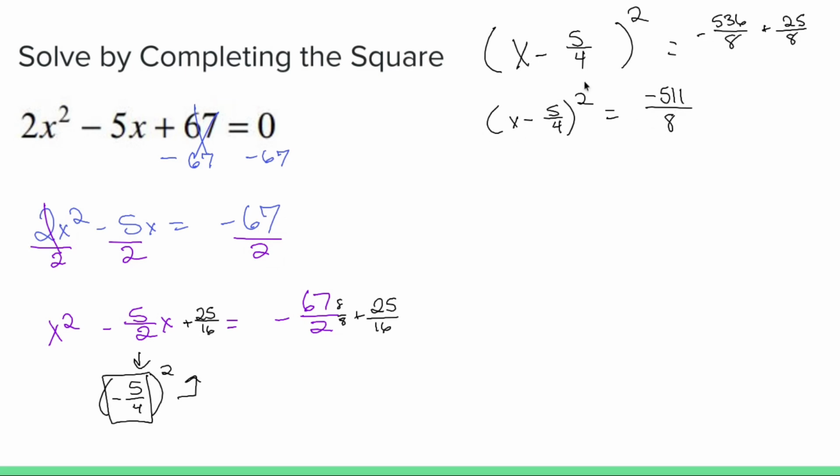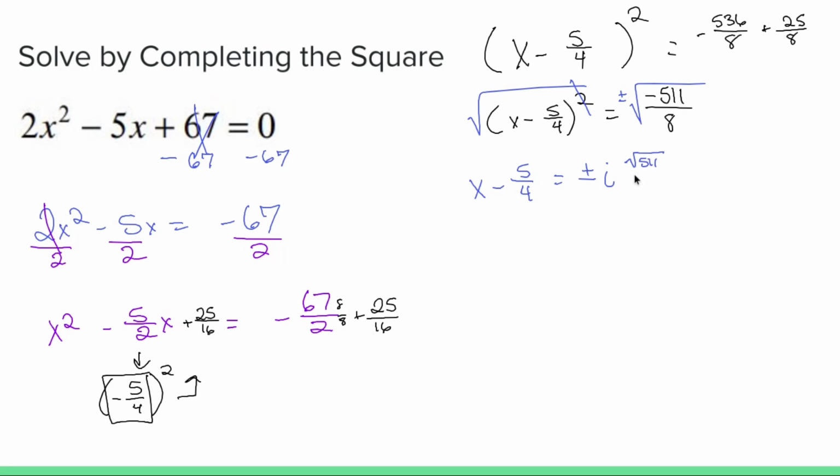All right. Now, in order to get rid of the square, I have to square root both sides. So let's square root both sides. Don't forget to attach the positive or negative. That allows this guy to be eliminated. x minus 5 over 4 equals, now there's a lot going on here, positive or negative, negative 511. So at the very least, what I can do is pull out an i. Square root of 511, I don't think there's anything you can do with that.